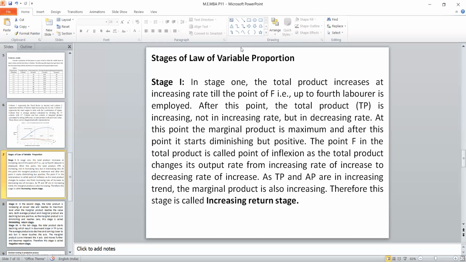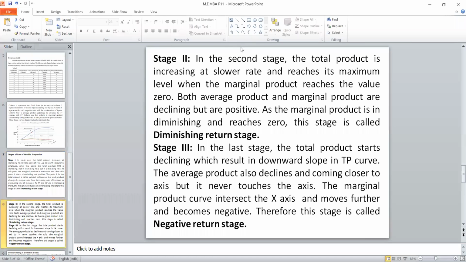In the first stage, this will happen: total production, average production, and marginal production are all in increasing trend. So it is called increasing stage. In the second stage, the total product is increasing at a slower rate and reaches its maximum. Why? The average starts decreasing and marginal also decreasing. But it is not negative, it is positive. It tries to reach 0. That is why all the products are decreasing. This stage is called diminishing return stage.